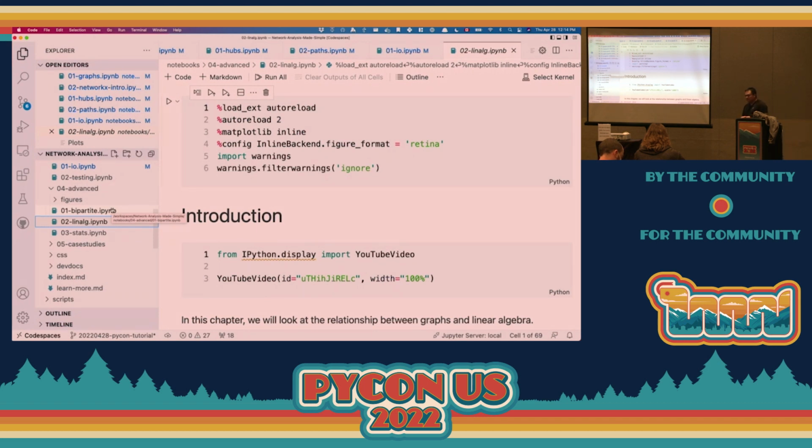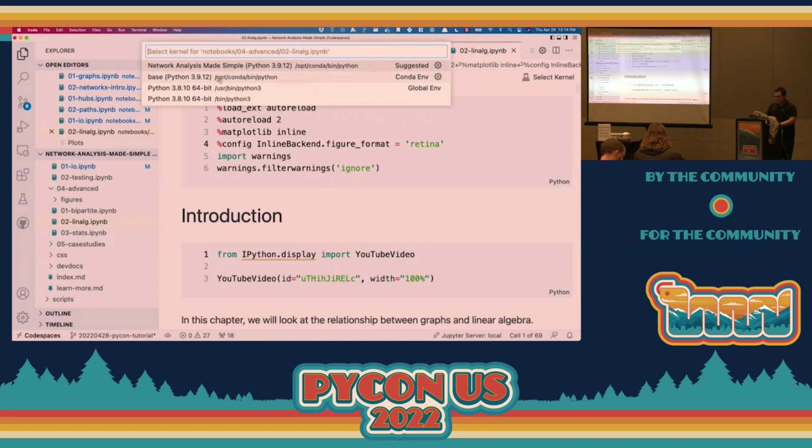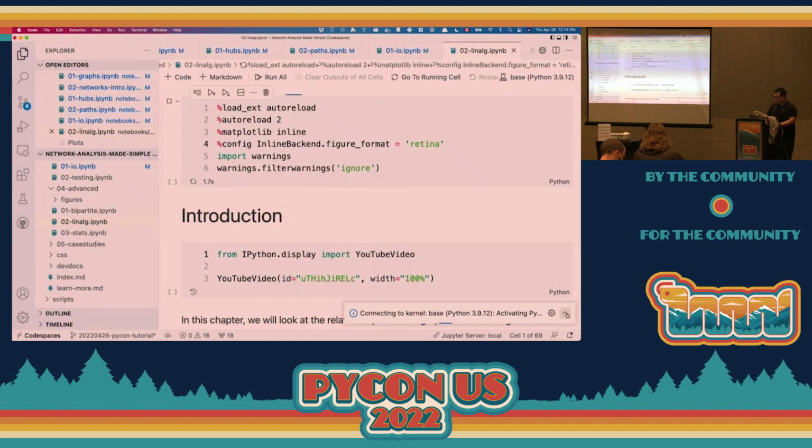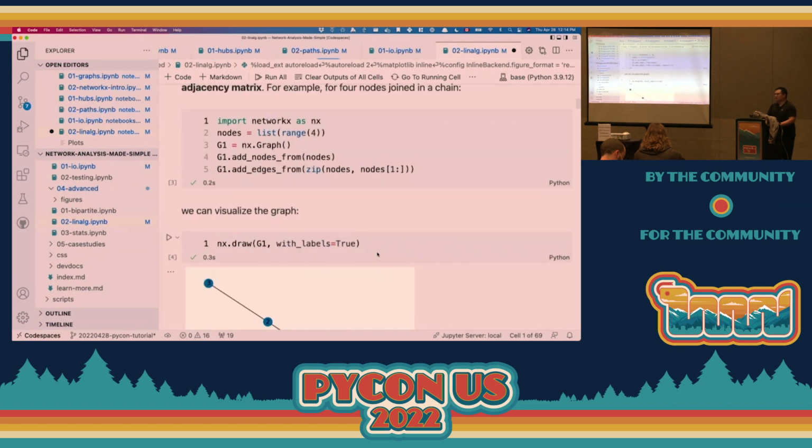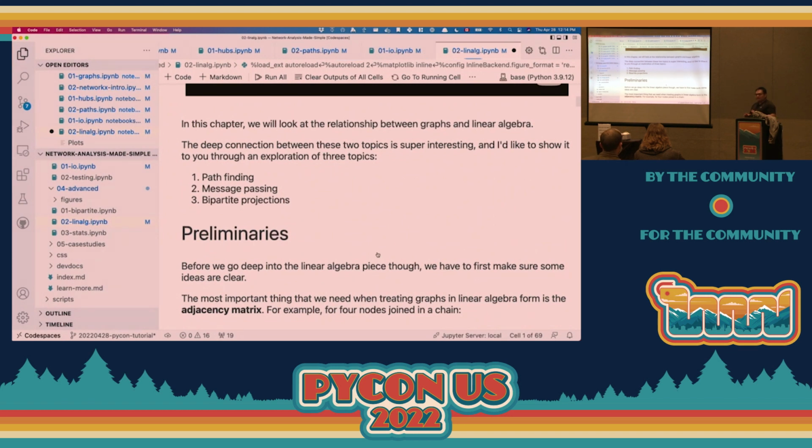I found this one fascinating and mind-blowing the first time I encountered the connection between linear algebra and graphs. So what I'm going to do here is run the entire notebook first and talk a little bit about 3 key ideas that we can represent using linear algebra methods. The first is pathfinding. As it turns out, you can do pathfinding if you know how to take powers of the adjacency matrix, right? That's the first one.